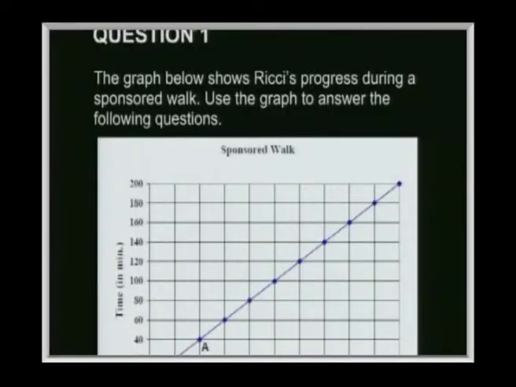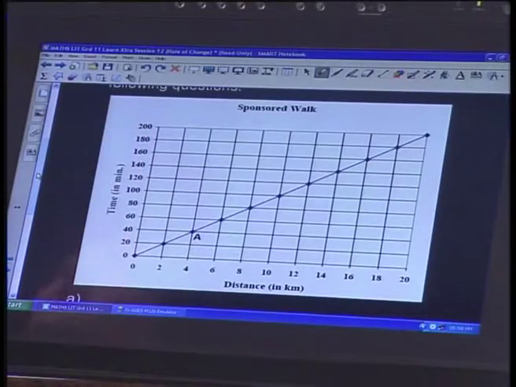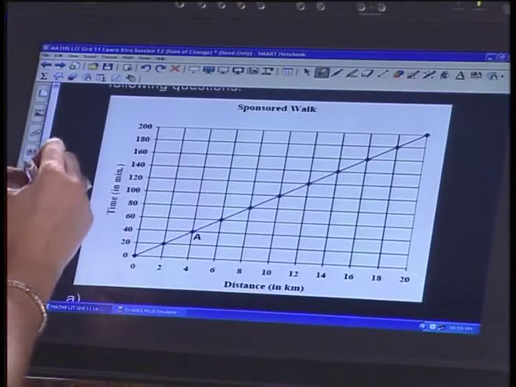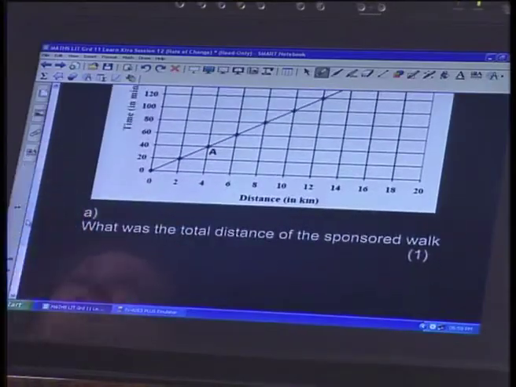We're now going to have a look at question 1. As you can see, we've got a graph here, and the question states, the graph below shows Ricky's progress during a sponsored walk. Use the graph to answer the following questions. Let's have a look at our graph. It goes up in a straight line, which means that he's walking at a constant pace. And our first question says, what was the total distance of the sponsored walk?